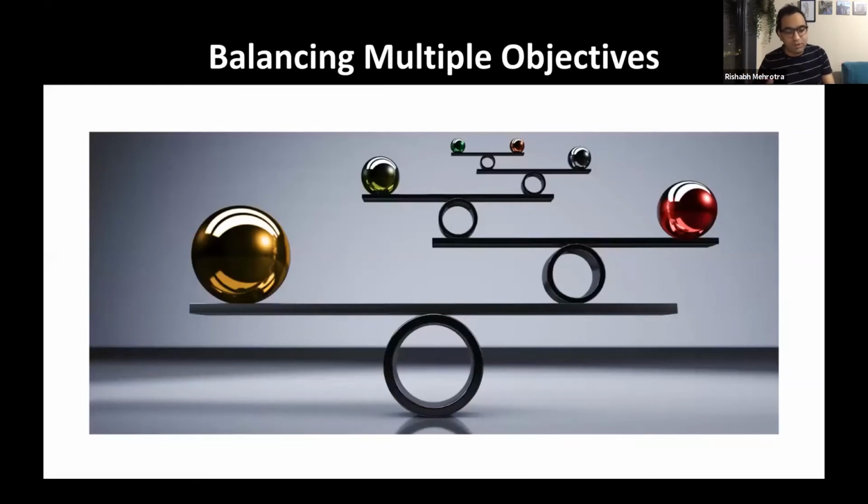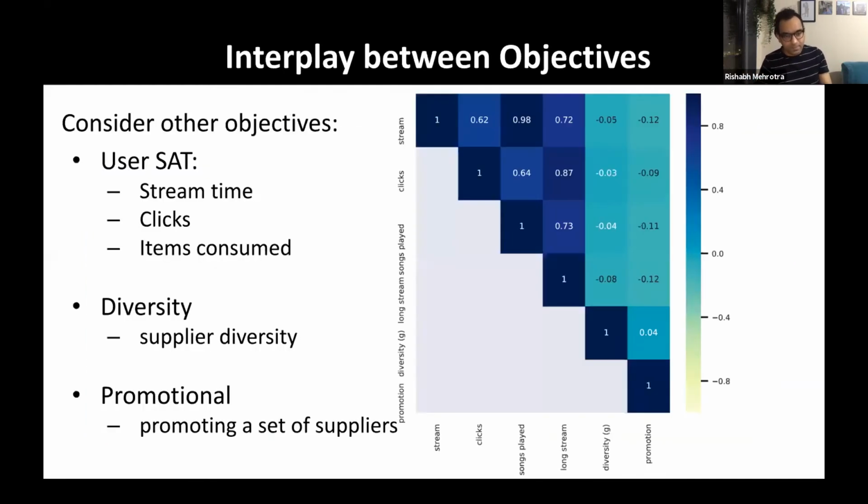But as and when we go towards multiple objectives, it becomes harder. Let me quickly give you an example here. Let's say I care about three objectives: user satisfaction, supply diversity, and promotions. On user satisfaction, I care about clicks, stream time, and how many items you consume. On diversity and promotion, I have one goal each. So now suddenly we are in this 5 objective world.